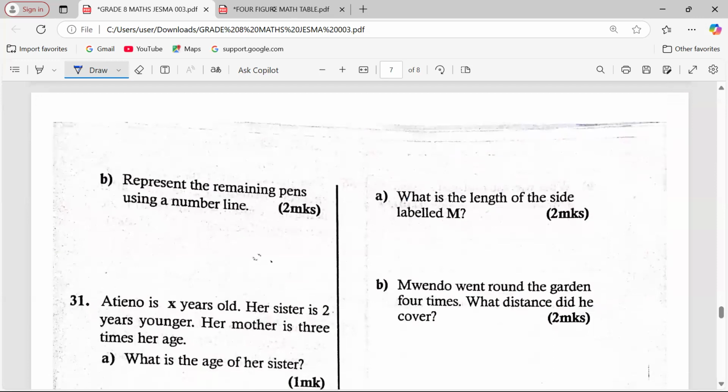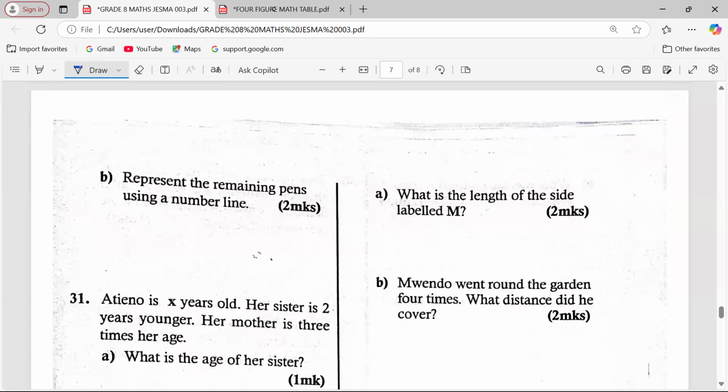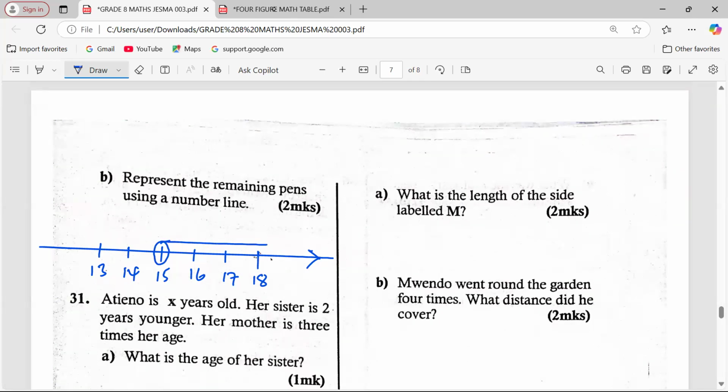Represent the remaining pens using a number line. P greater than or equal to 15 means the number of pens can be 15, 16, 17, 18. The number line is just increasing towards the right. So the number can either be 15 or more than that. So we show an arrow, or more than that. Any number to the right.